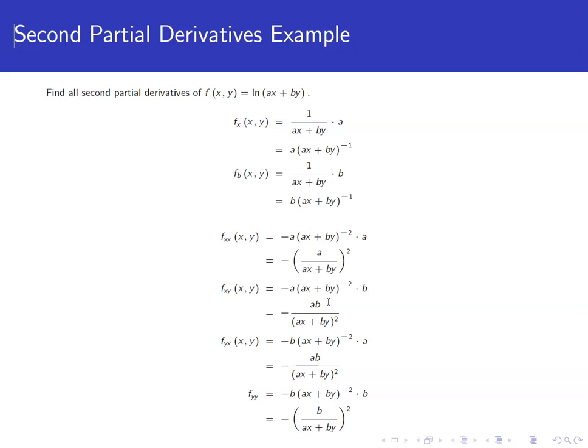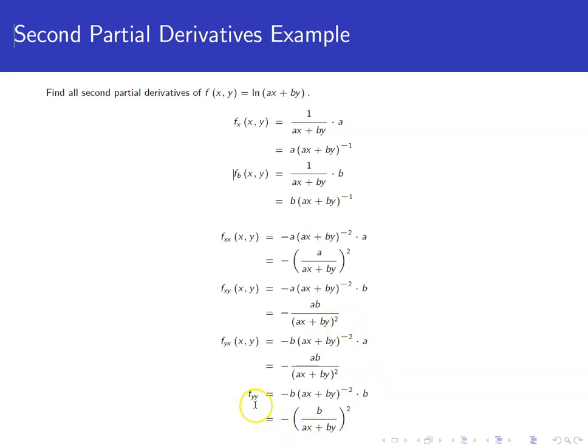For the partial with respect to y and then with respect to x, we go back to the partial with respect to y function here and differentiate with respect to x. Again, the outside function here is a negative 1 power, so we bring the power down, decrease the power by 1. Again, now we're differentiating the inside with respect to x, so we get an a for the derivative there. And notice that this derivative matches the other mixed second partial.